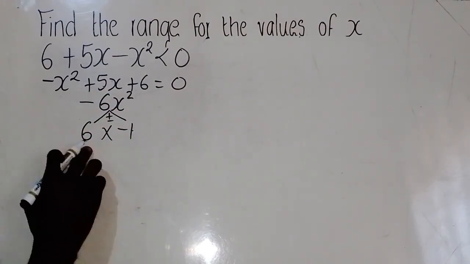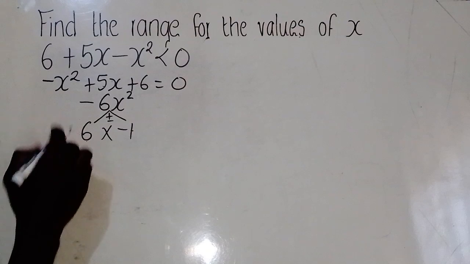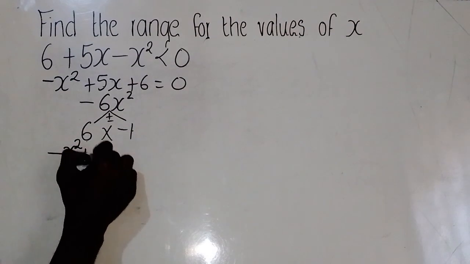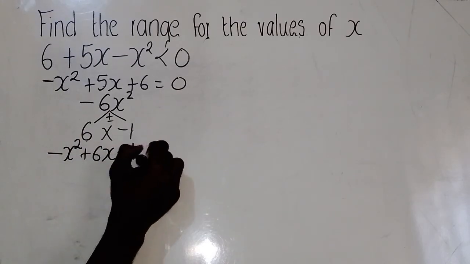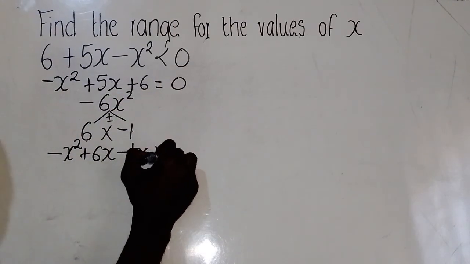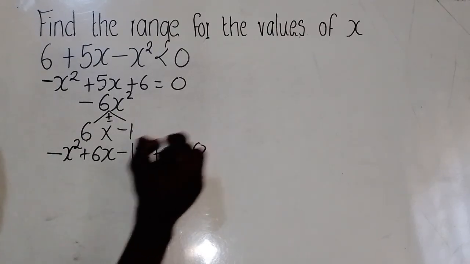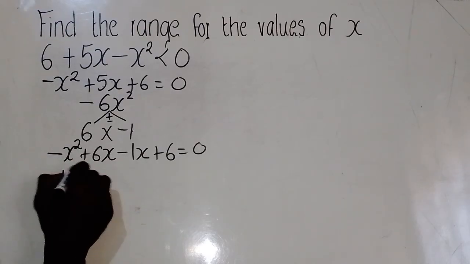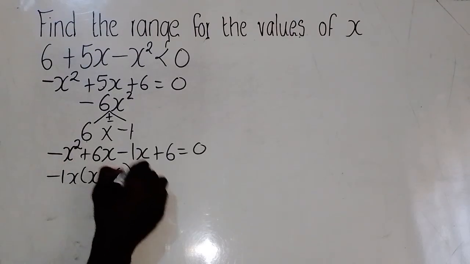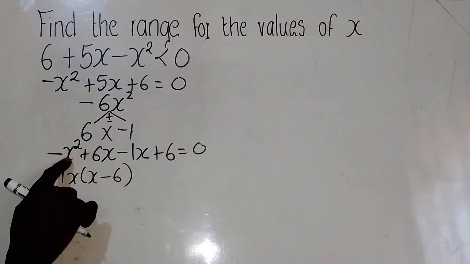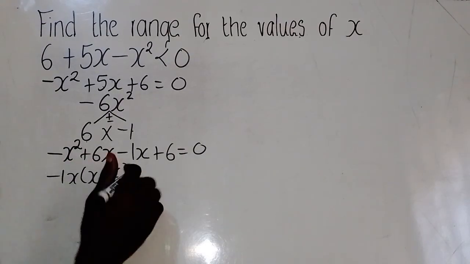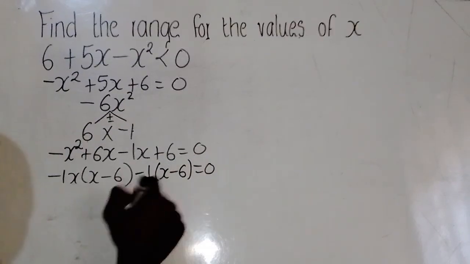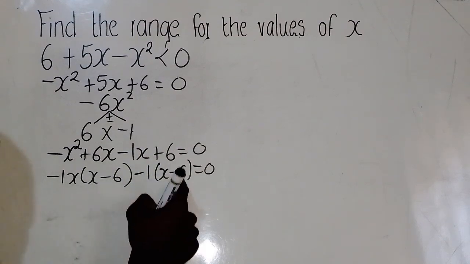So these are the two best values, so you put them here. It is now negative x squared, then positive 6x, then negative 1x, then positive 6 equal to 0. So what values are common? Negative 1 is common and the x is common. So that this times this will give me this one, and this times this will give me this one. Again here, what is common? Negative 1. So it is written again like this.